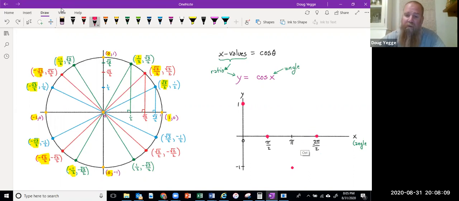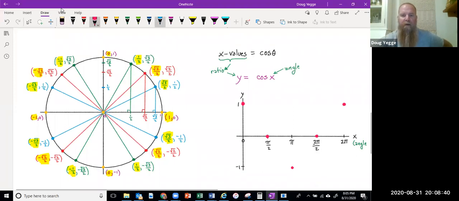But notice that 0 and 2 pi are coterminal to each other. So 0 and 2 pi should have the same exact output, which makes sense if you look at how the x values continue to increase until it gets back to 1. So by the time I get to 2 pi, which again is the same distance away from 3 pi over 2 as 0 is from pi over 2, I can now plot my output of 1.